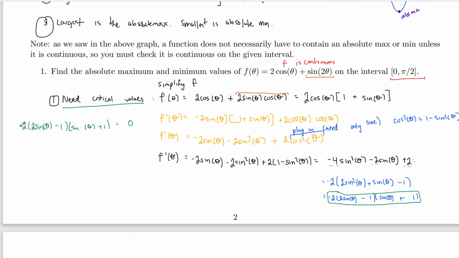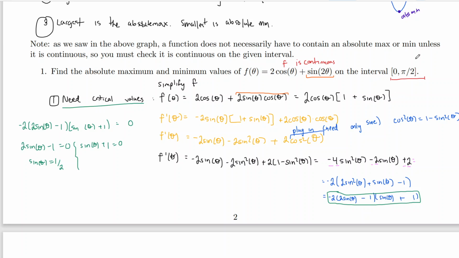Well, in order to solve this, I set each part to 0. The negative 2 doesn't matter, so I just have 2 sine of theta minus 1 equals 0, and the sine of theta plus 1 equals 0. Now, if you solve this for sine of theta by adding the 1 and dividing by the 2, you get sine of theta equals 1/2.